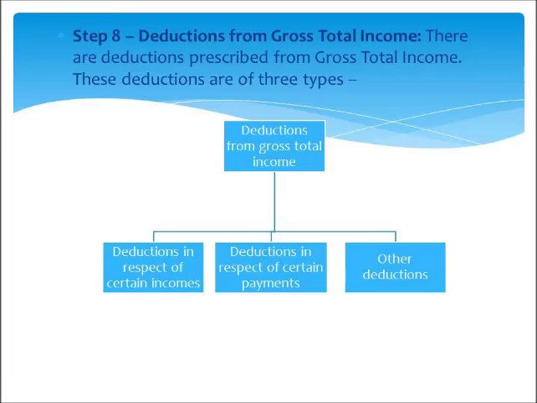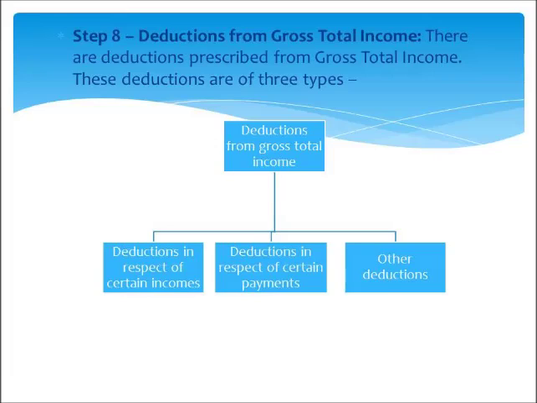The deductions can be of 3 types. Deductions in respect of certain incomes, deductions in respect of certain payments, and other deductions. Deductions in respect of certain incomes can be, for example, profits and gains from industrial undertakings or enterprise engaged in infrastructure development. It means that if I am engaged in a business of infrastructure development and I am earning profits and gains from that, then those incomes will be deducted. Another example is that I am engaged in the development of a special economic zone, that is SEZ, then those profits will be deducted.